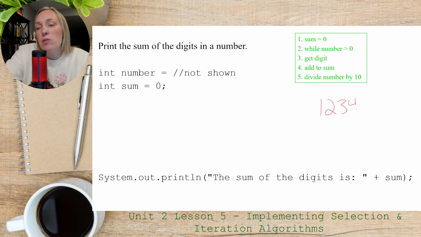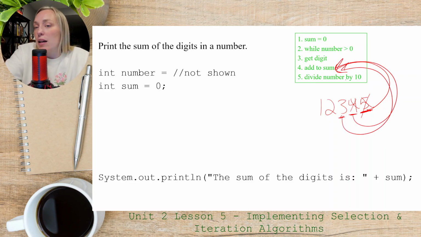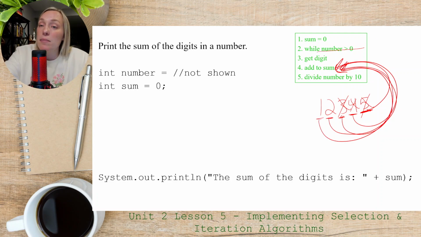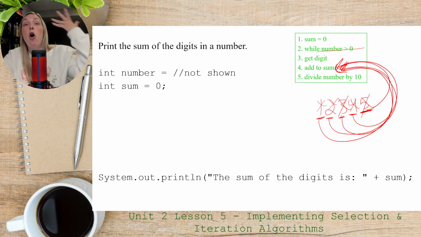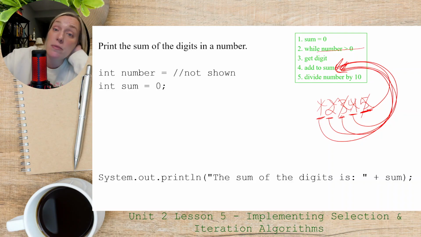So basically what we're doing with this algorithm, we want to say, okay, I want to get 5, add it to sum, and then get rid of it. Then I want to get 4, add it to sum, and then get rid of it. Get 3, add it to sum, then get rid of it, right? And I want to keep going until that number becomes 0. Once it becomes 0, once I've used up all of the digits, that means I've added all of the individual digits into sum.